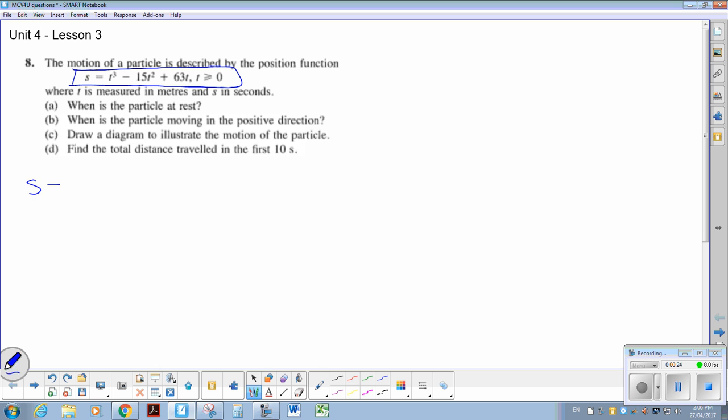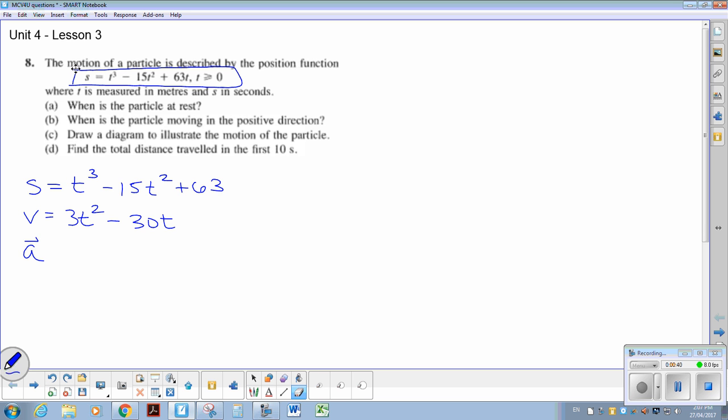Whenever I do questions like this, involving velocity and acceleration, I just go ahead and find the derivative for each one. So that's your displacement. Velocity would be 3t squared minus 30t. And your acceleration equation, oops, there's a bit of physics coming back at me there. Acceleration would be 6t minus 30. So there are my three equations. Now I'm going to go ahead and answer A.